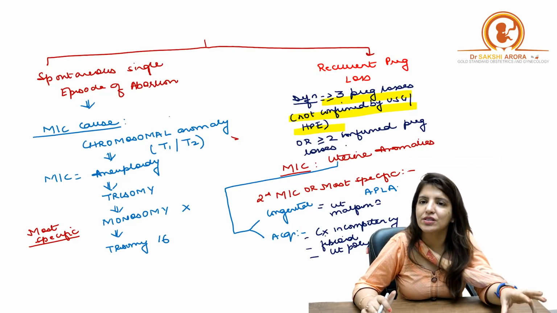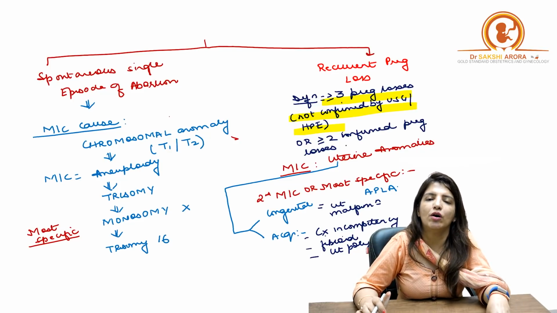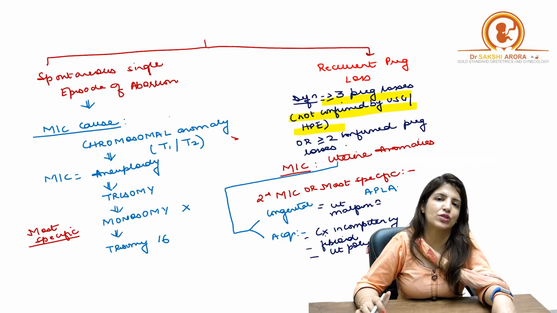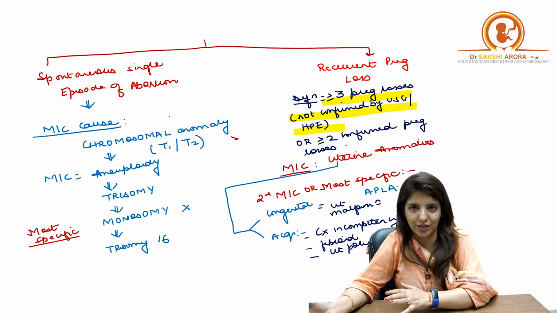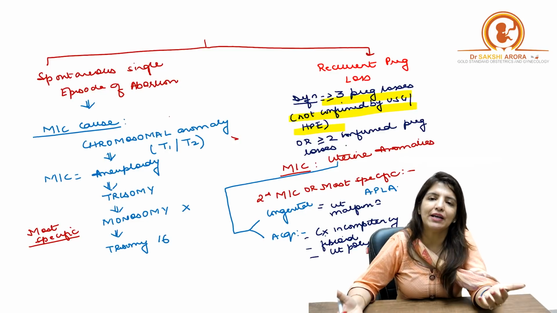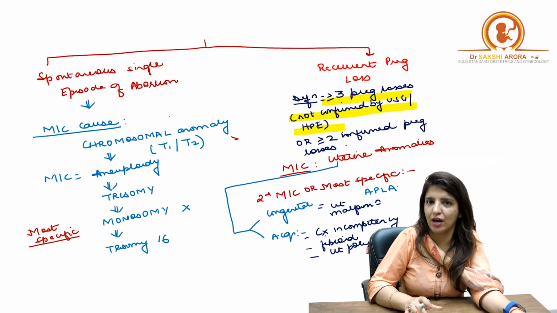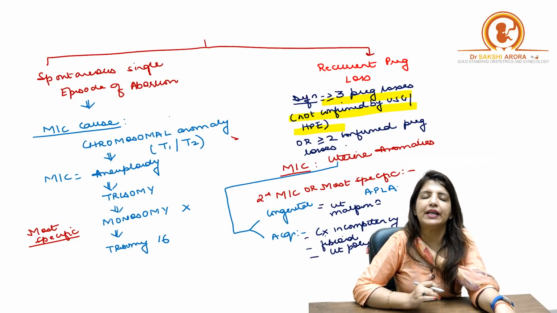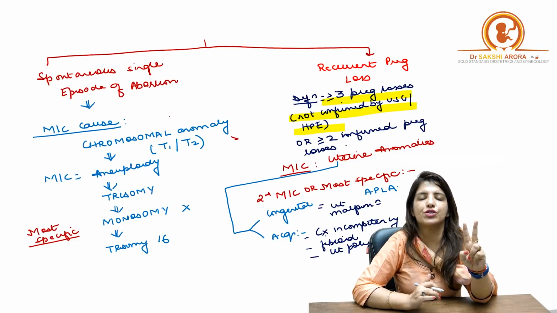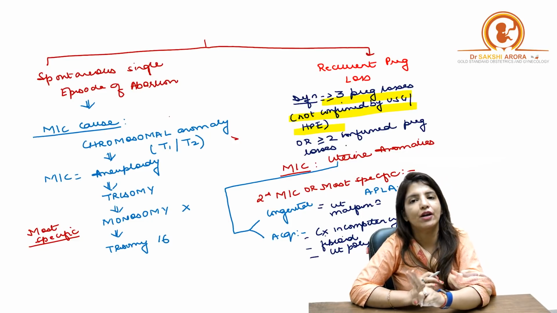But suppose there is a female who says I had a pregnancy of 8 weeks, which was confirmed on ultrasound, but then afterwards it got aborted. Similarly, second time I had a pregnancy of 10 weeks, it was confirmed on ultrasound and again bleeding started. Now in this female, even 2 pregnancy losses are more than enough to call it recurrent pregnancy loss.